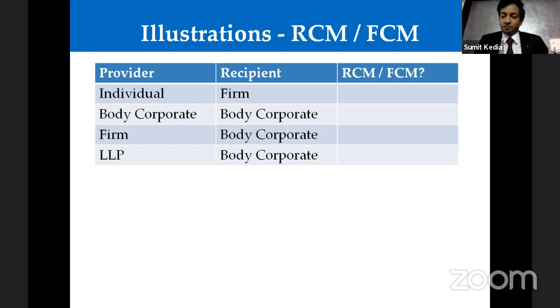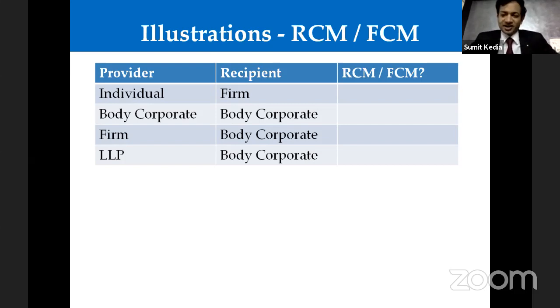Second case, the supplier is a body corporate. The recipient is also a body corporate. So in this case, whether RCM is applicable or FCM is applicable. Tricky situation. The transporter is a body corporate, the supplier is also a body corporate, and the recipient is also a body corporate. So if you see here, the supplier should not be a body corporate, but the supplier is a body corporate. Condition fails, and henceforth forward charge only will be applicable. The provider will charge GST under forward charge to the recipient.